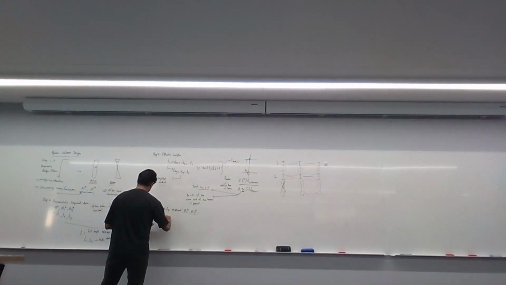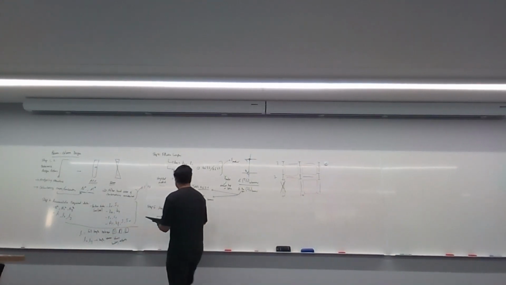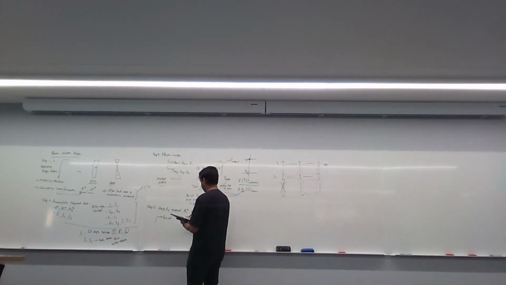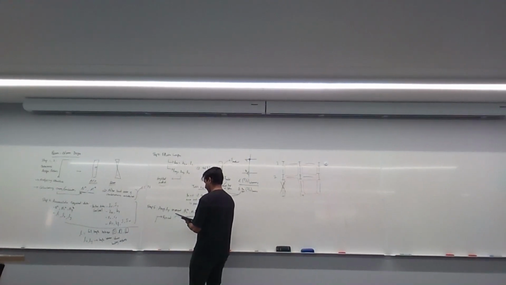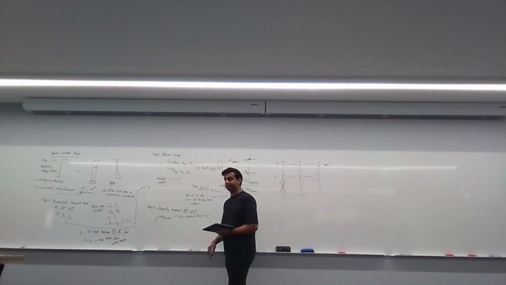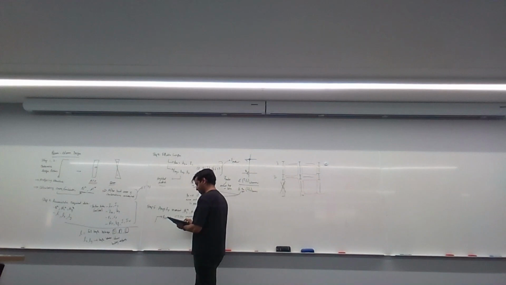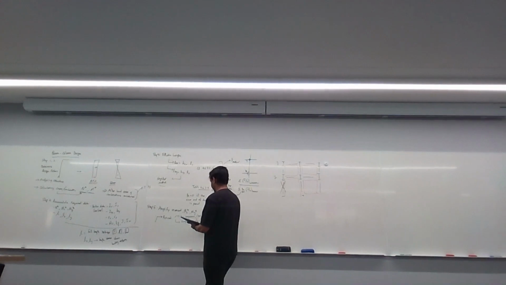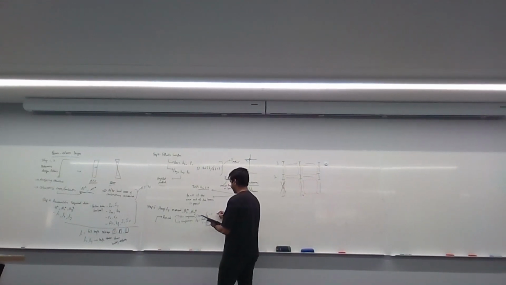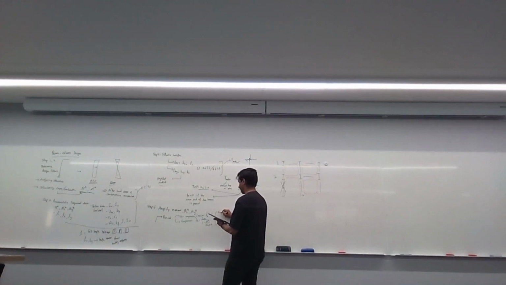For braced, if there's no compression or tension, then the amplification factor is equal to 1. If you have compression, then the amplification factor equals Cm over 1 minus N star over Nomb. And recall Nomb is equal to pi squared EI over the effective length squared.